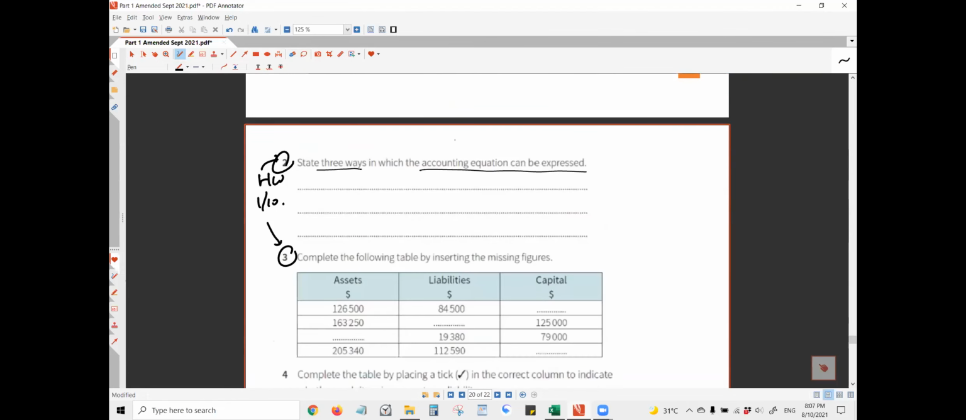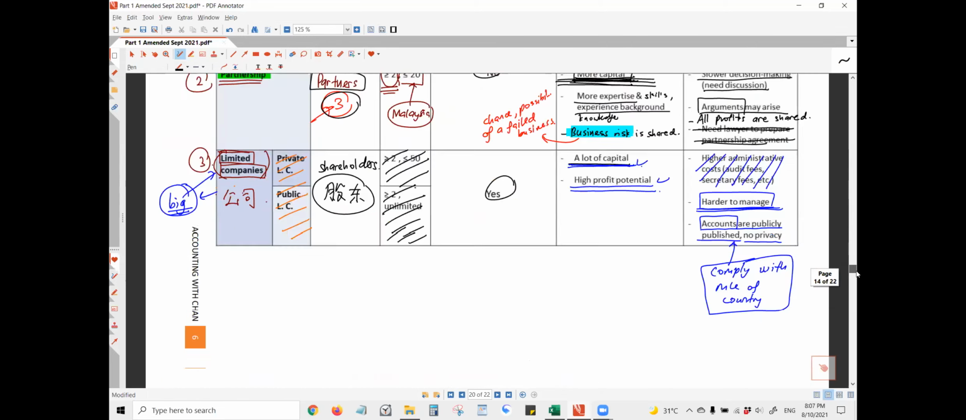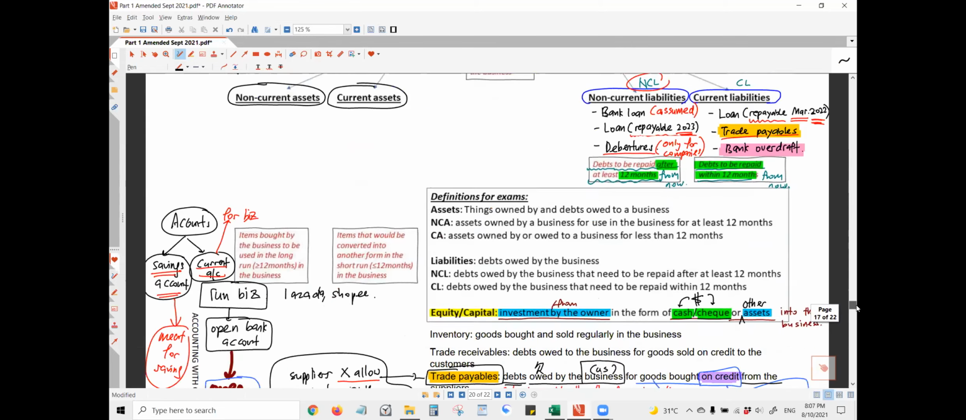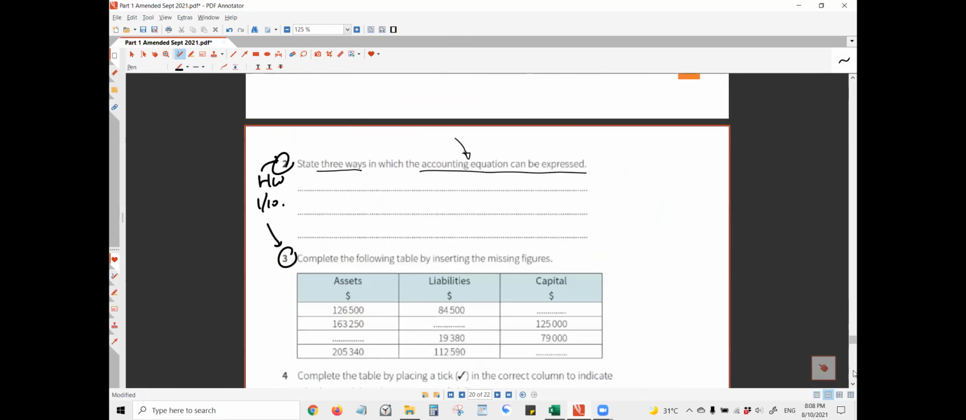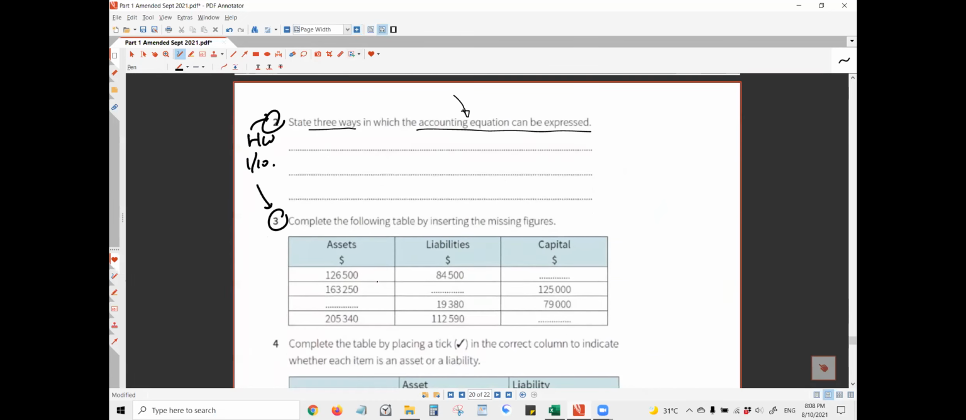So three ways the accounting equation can be expressed. Remember, we talked about rearranging the items in the equation. The one at the top left, the first version, A equal to C plus L. The other two versions, just rearrange, then you can get them easily. Now don't write in short form. In the answer space there, don't write in short form. Asset, don't write A, capital, don't write C, liabilities, don't write L. You must write in full so that you can get the marks.